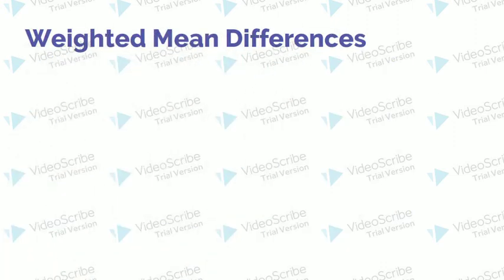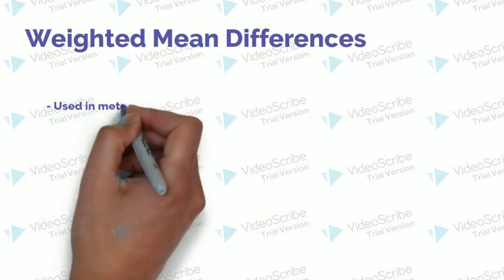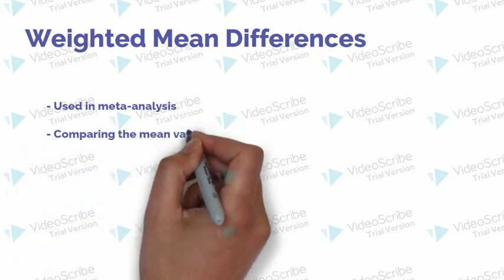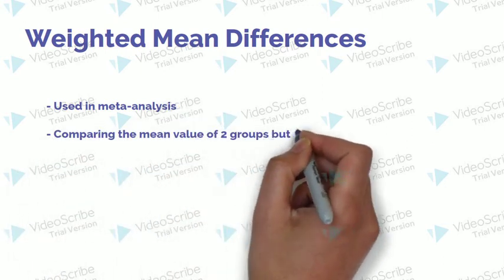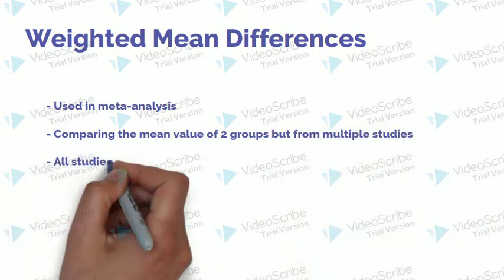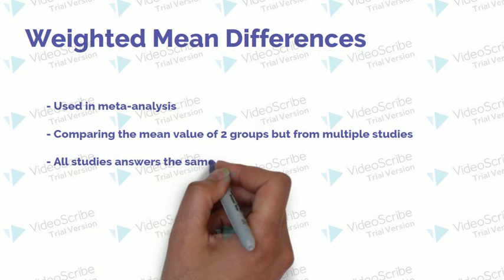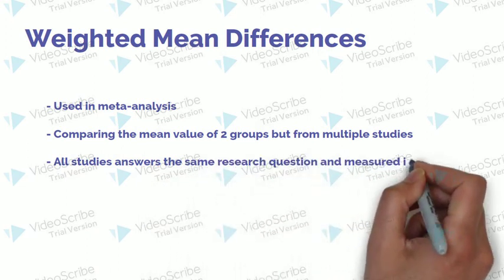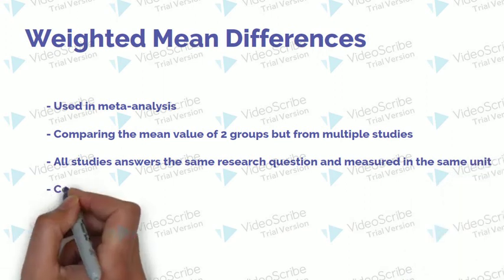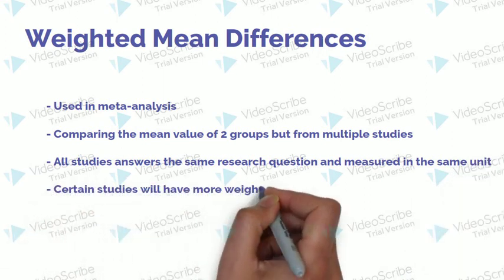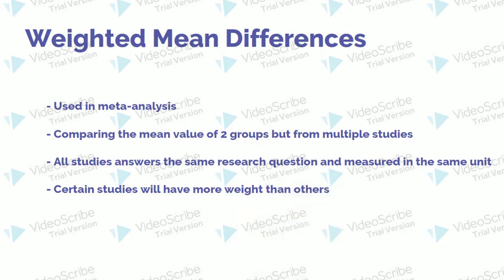Next, we'll look at weighted mean difference. These are used in meta-analyses. Similar to mean difference, you are also comparing the mean value of two groups, but in this case, you have multiple studies. All of these studies are answering the same research question, and they are all measured using the same unit. Now, certain studies are going to have more weight than others, simply because they were better studies.